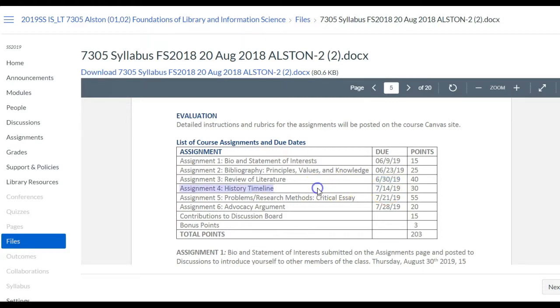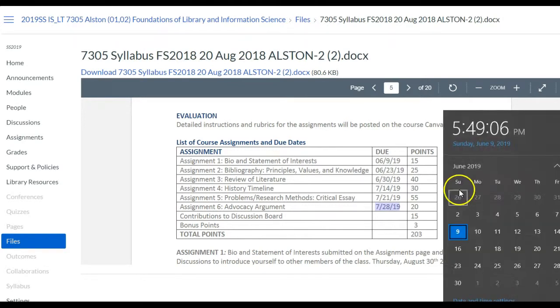Assignment number 4, your history timeline, will be due on July the 14th. So after you turn in assignment number 3, don't take too much of a break, but you can catch your breath just a little bit and then start on that history timeline. The next week you will have the critical essay due, and again, that's also going to be a very stressful turnaround. And then assignment number 6, July the 28th, which is actually a Friday, I believe. Let me just double check.